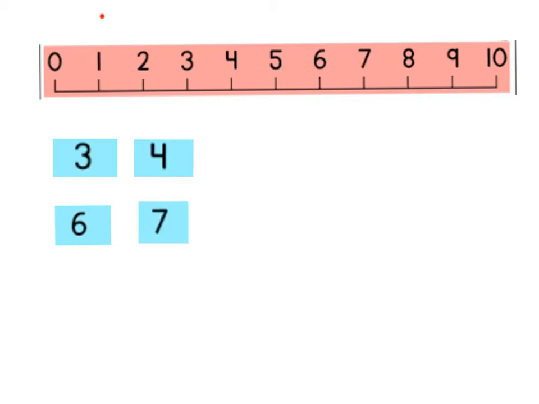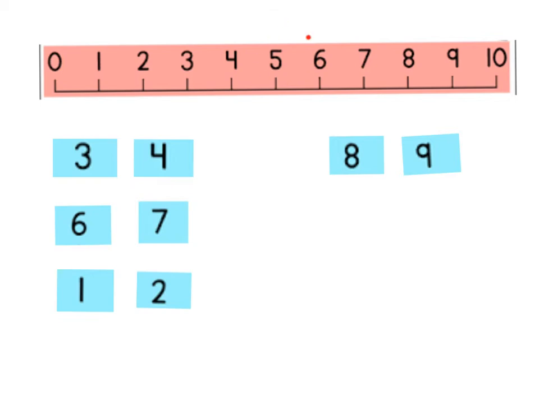What comes after the number 1? The number that comes after the number 1 is 2. What comes after the number 8? The number that comes after the number 8 is 9.